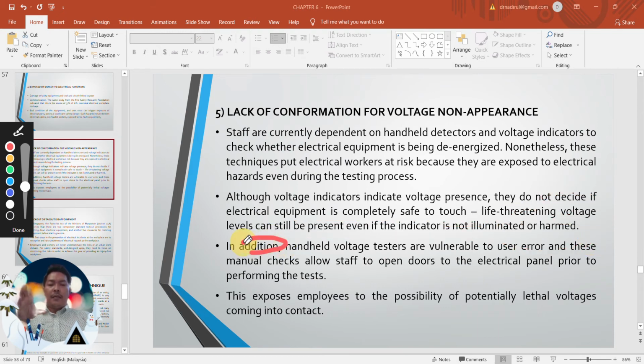In addition, handheld voltage testers are vulnerable to user error, and these manual checks require staff to open the door to the electrical panel prior to performing the test. This exposes employees to the possibility of coming into contact with potentially live voltage.